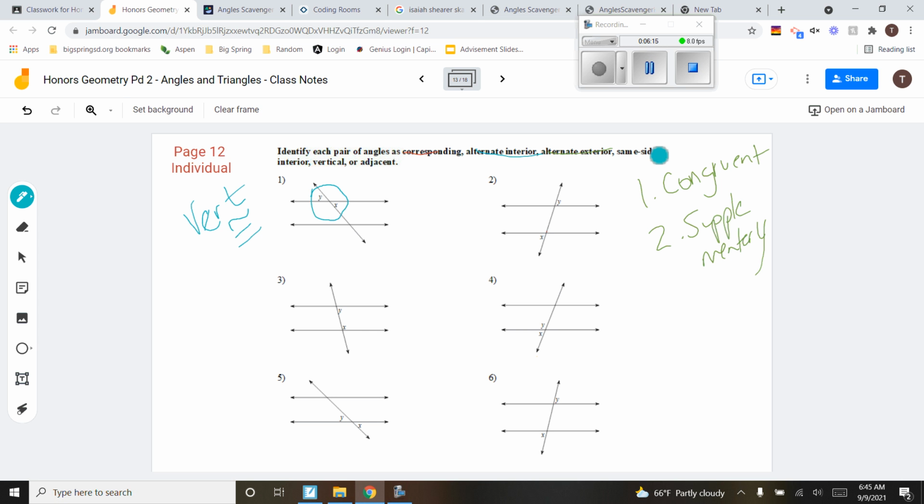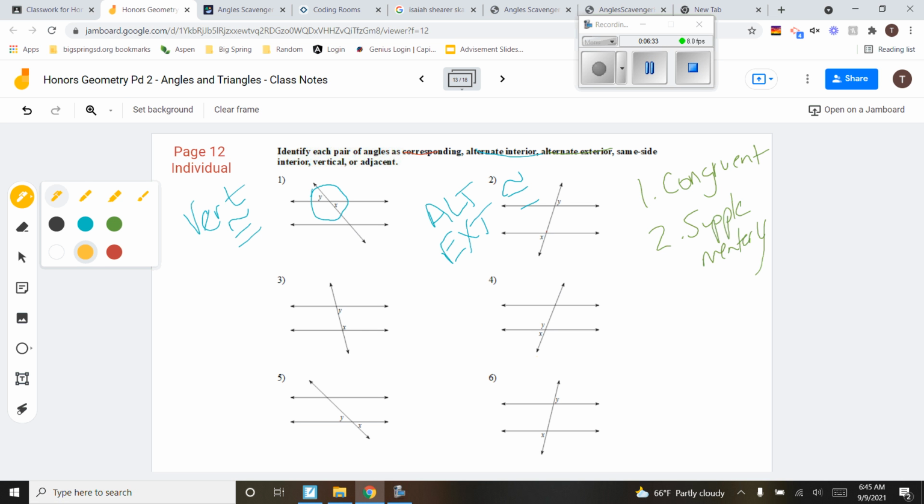Number two, they're on opposite sides of the transversal. They're on the exterior of the parallel lines. So those would be alternate exterior. Okay, either look, they're both acute, or just know that alternate exterior angles are always congruent.